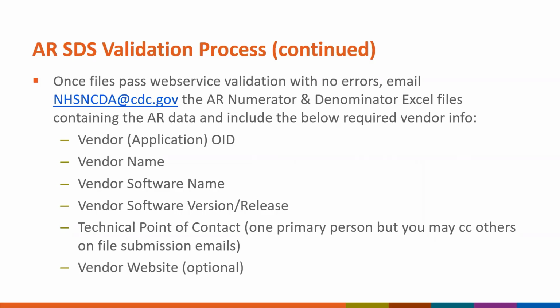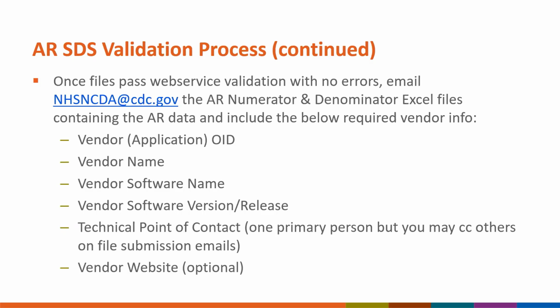In addition to the Excel files, and as part of the vendor registration process, please also include the additional information listed here on the slide: your vendor OID, vendor name, software version, at least one technical point of contact, and optionally your vendor website. As a quick aside, you will use the same vendor OID you received during the AU SDS validation process, so you do not need to apply for a second vendor OID.